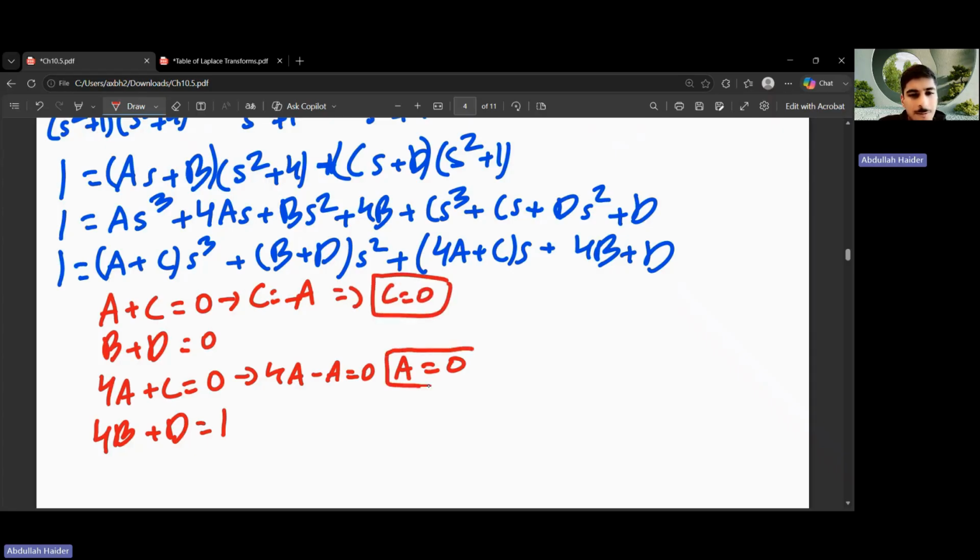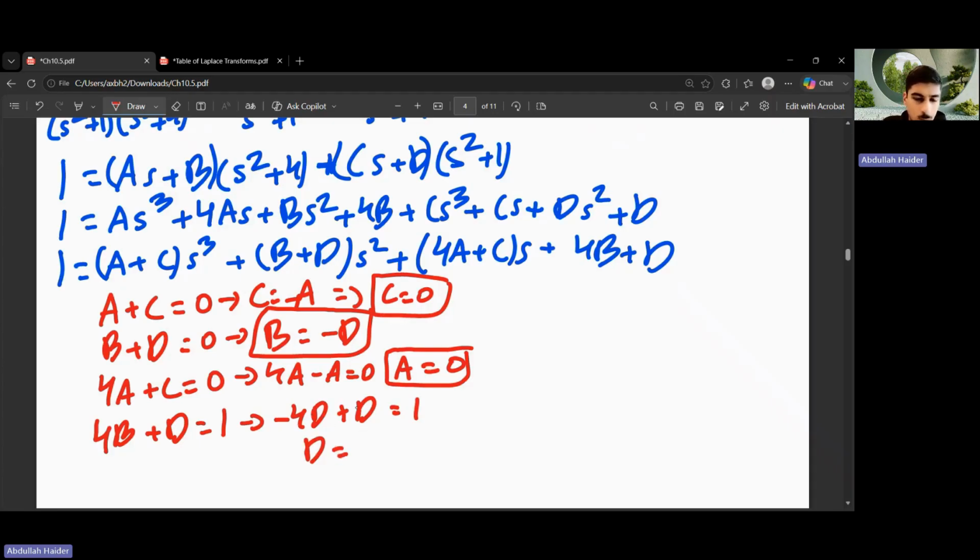So c is 0, a is 0. B plus d is equal to 0, so b is minus d. So b is equal to minus d, which means minus 4d plus d is equal to 1. So this is minus 3d is equal to 1. D is minus 1 over 3. B is 1 over 3.